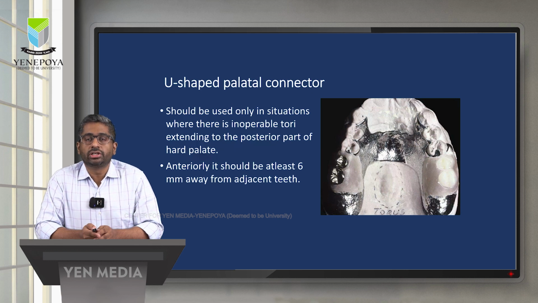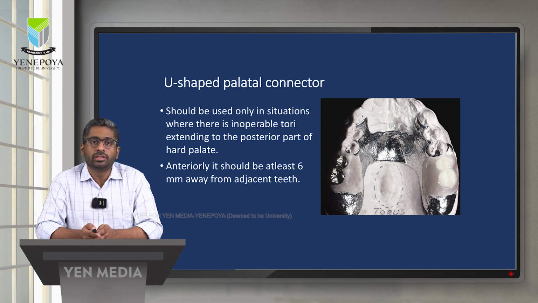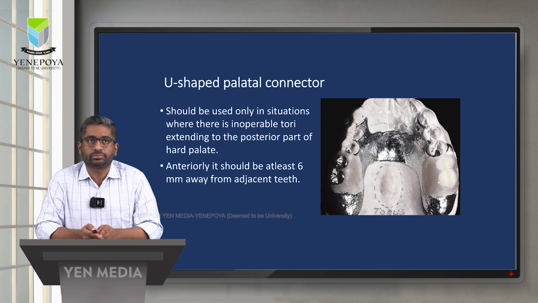A U-shaped major connector is slightly different from a palatal strap. This should be used only in situations where there is an inoperable tori extending to the posterior part of the hard palate. Anteriorly, it should be used 6 millimeters away from the adjacent teeth. So these major connectors are mainly used whenever we encounter a big palatal tori which we don't want to operate on, or for any other reasons the patient tells us that they don't want to operate on a tori.